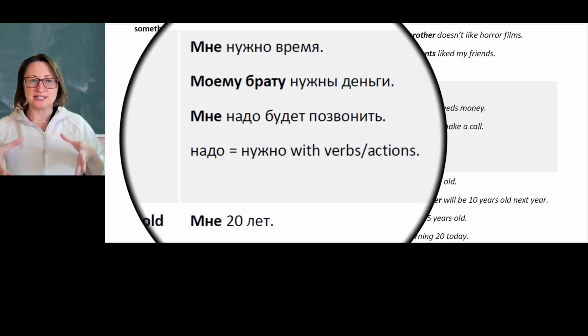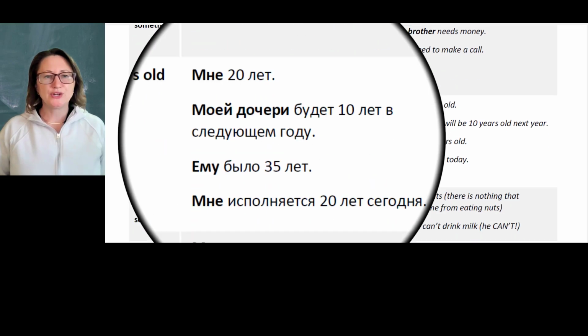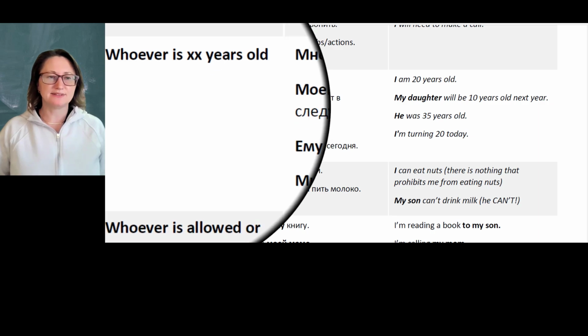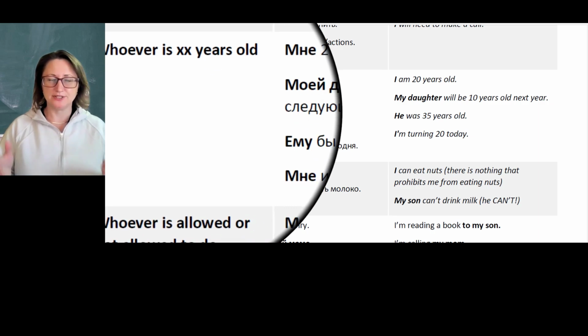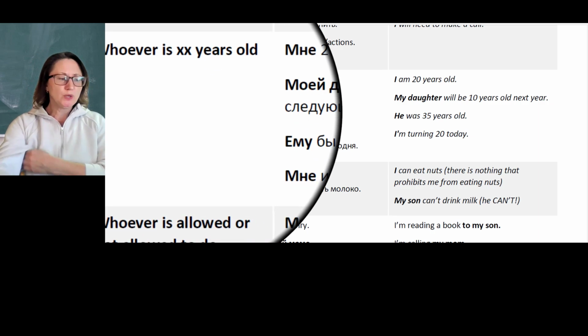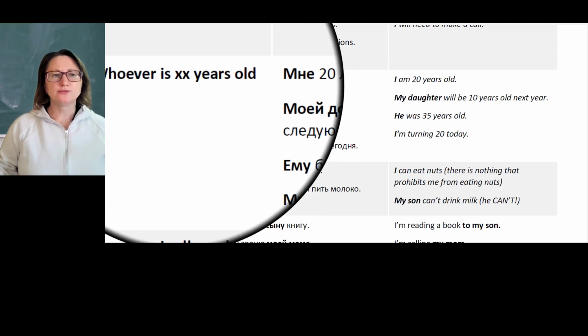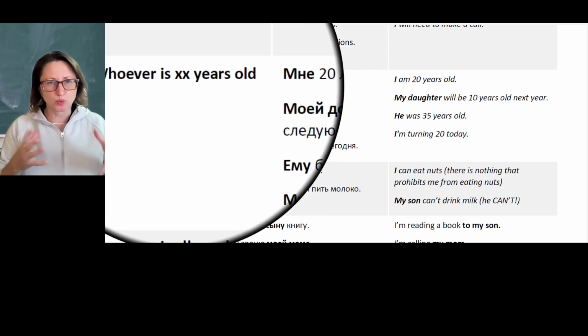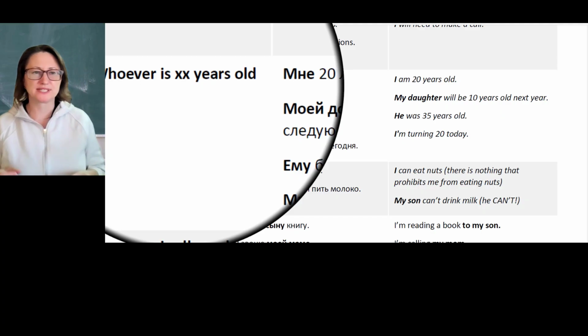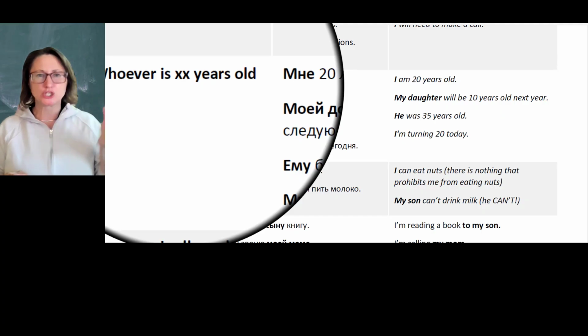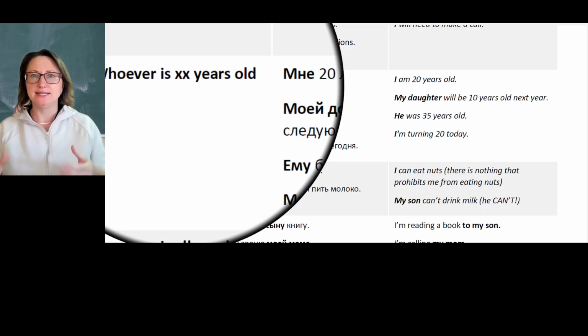But with actions and verbs, we can say надо instead of нужно, and it will be completely synonymous, even though надо is a little bit colloquial. Okay, and our next context is something that we've seen already in our basic video on dative, and I went into a lot of detail explaining how it works on the mindset level, why we say whoever is so and so many years old is actually dative in Russian.